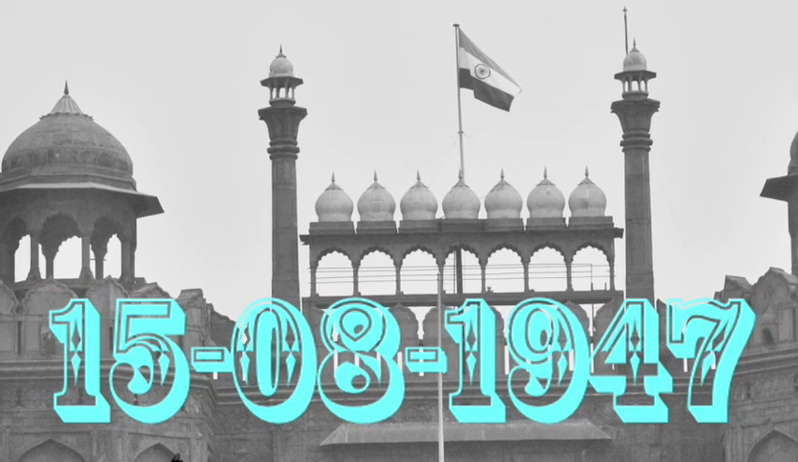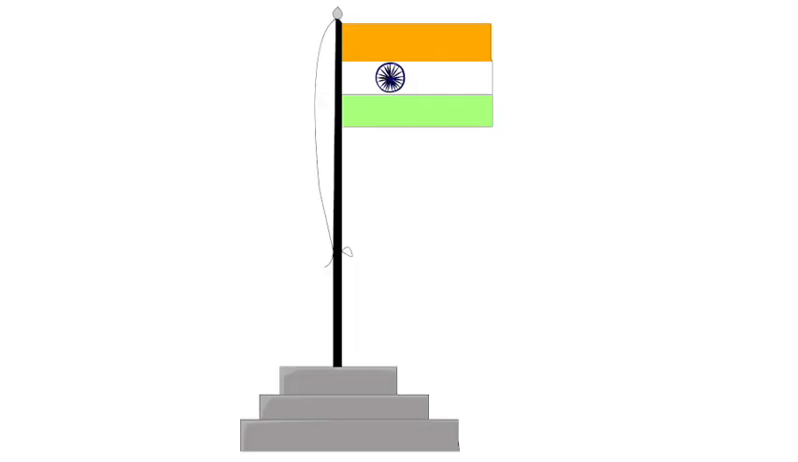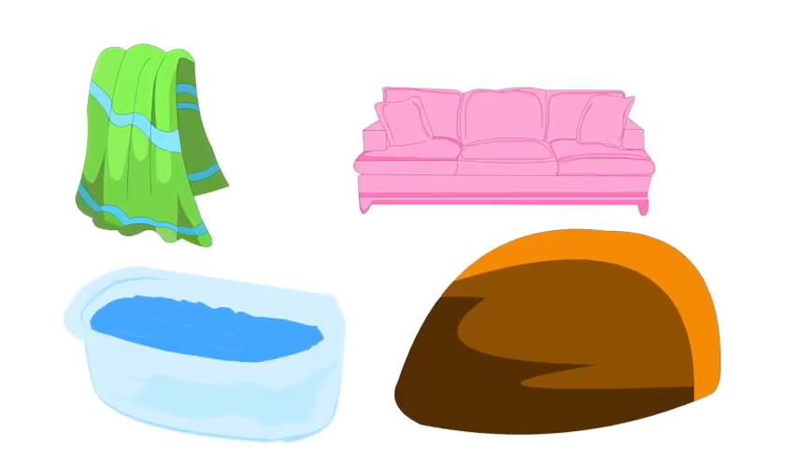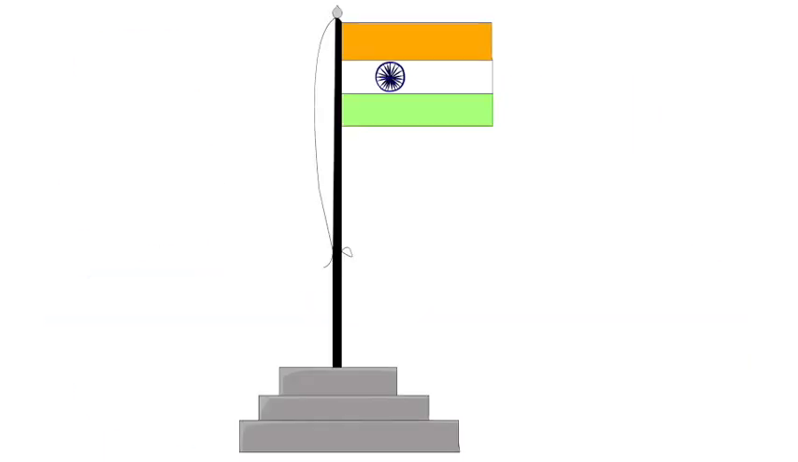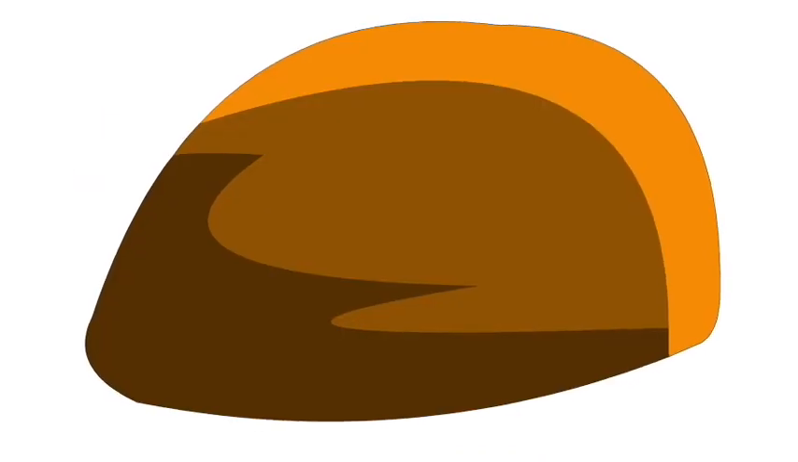1508-1947, India's independence. Peg word for 15 is towel. Peg word for 08 is sofa. Peg word for 19 is tub. Peg word for 47 is rock. Now you have to link these objects. Add one more object, that is the Indian flag, since this date is India's independence. So you have to do linking with these objects, that is the national flag, towel, sofa, tub and rock.